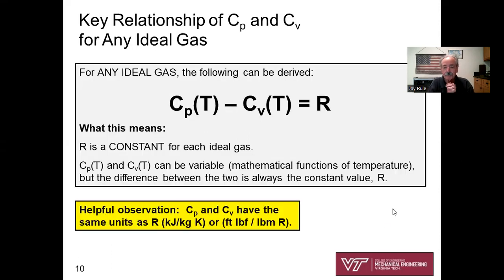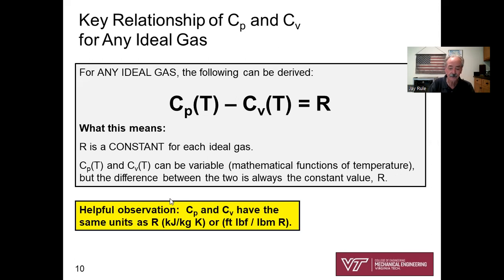Another key relationship between CP and CV for ideal gases. Again, your textbook does a superb job of developing this; I'm just giving you the result. And that is that CP, which can be a function of temperature, can be a formula based on temperature, minus CV, which also can be a formula based on temperature. But if you subtract CV from CP, you get a constant, which is R, the gas constant. CP minus CV is equal to R. You've got to commit this to memory. CP minus CV is equal to R. R is the gas constant, R bar over the molecular weight.